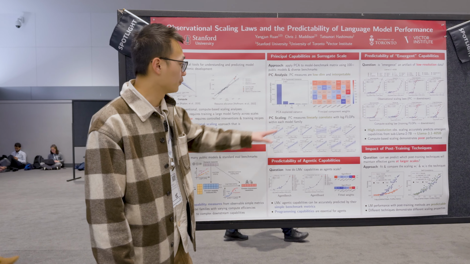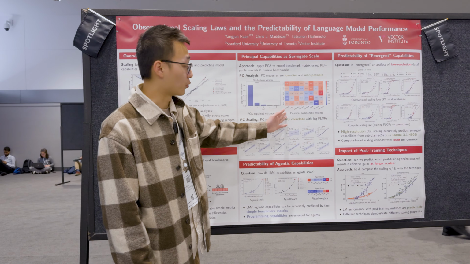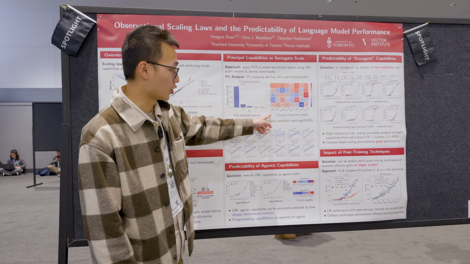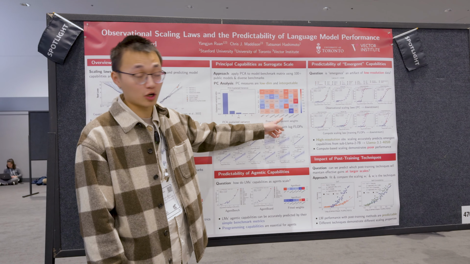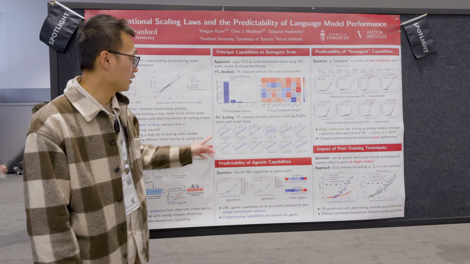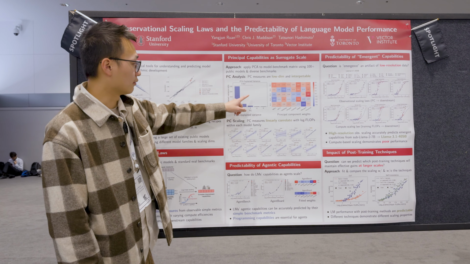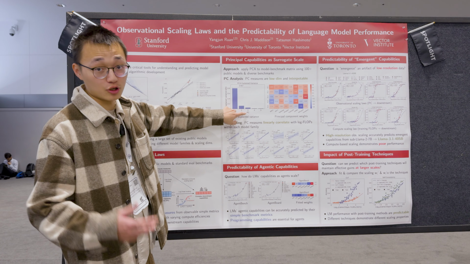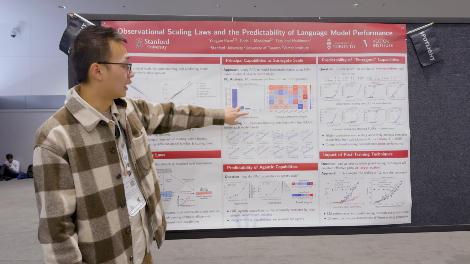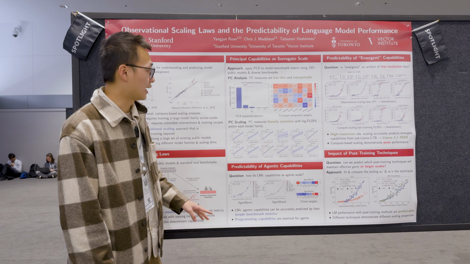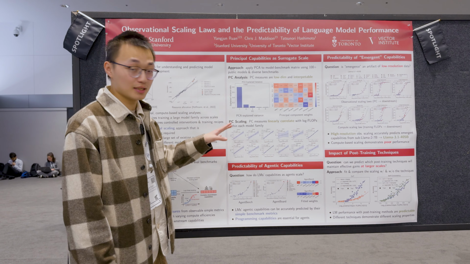So for example, we did an analysis where we collected a bunch of existing models and their benchmark performance, where we did a simple PCA analysis and found that only 3 PCs capture most of the variance on these benchmarks, which means that the model capabilities are very low dimensional.